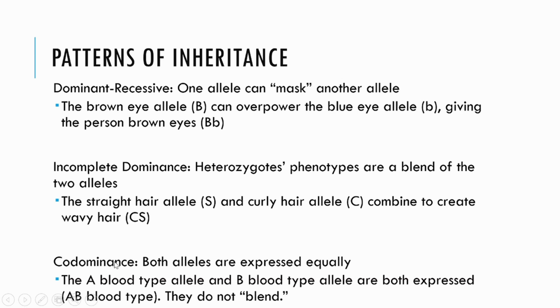And then lastly, codominance, where both alleles are expressed equally. Our main example for this is blood typing when we look at the ABO blood system. Type A blood and type B blood alleles are both expressed as an AB blood type. There's no blending. We see both A and B alleles discretely.